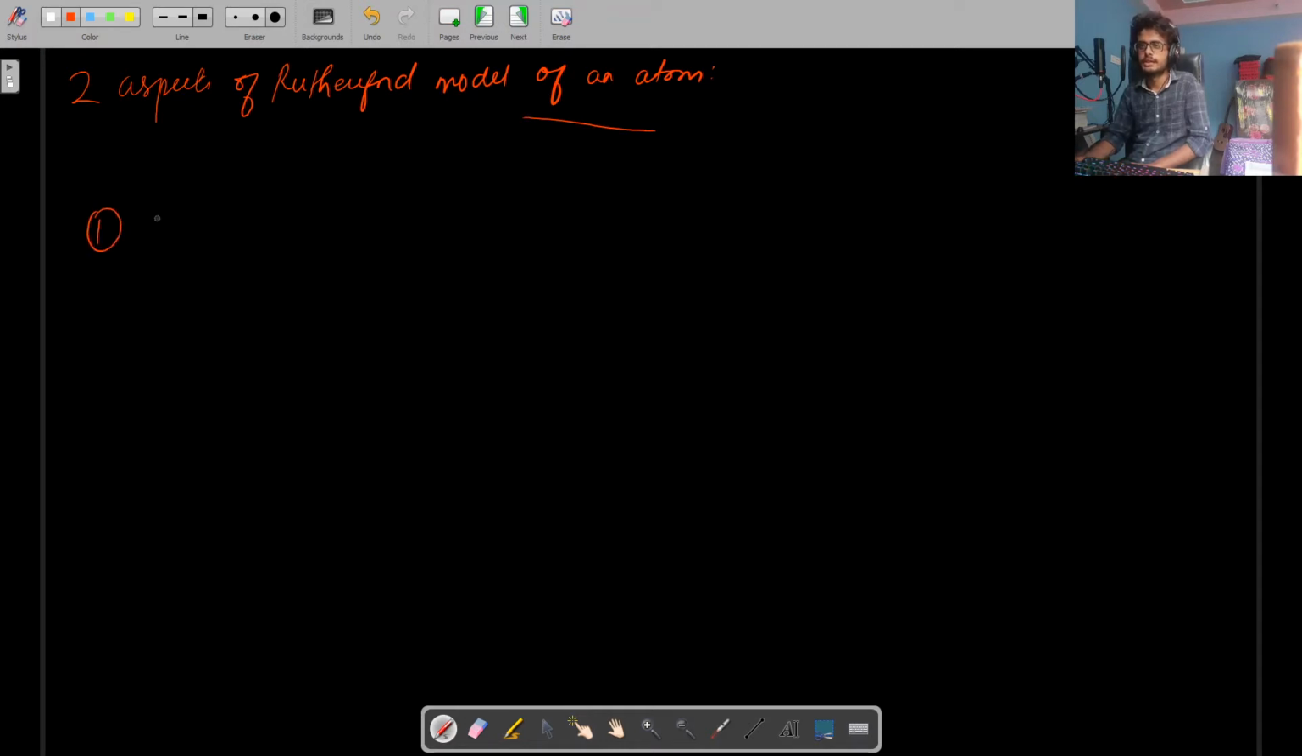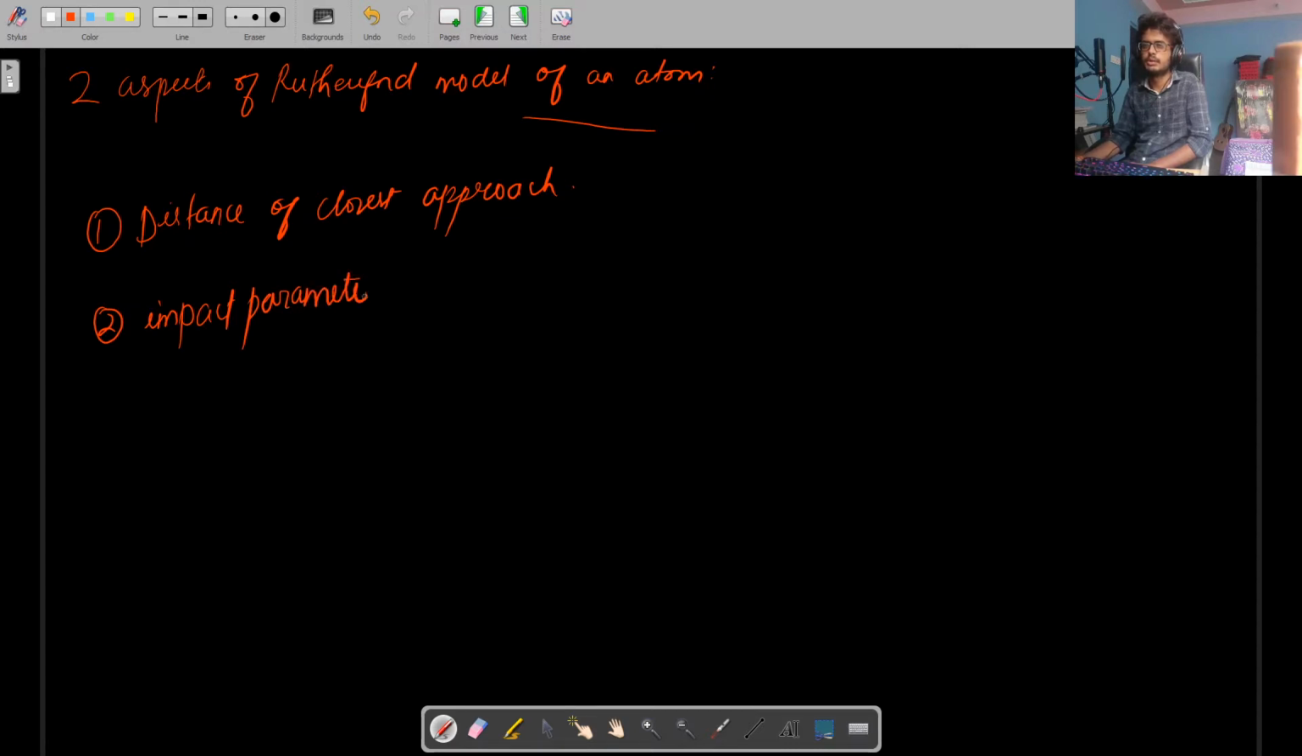The first aspect is distance of closest approach. Then the second parameter is impact parameter. This is denoted by small letter r, and this is denoted by small letter b.